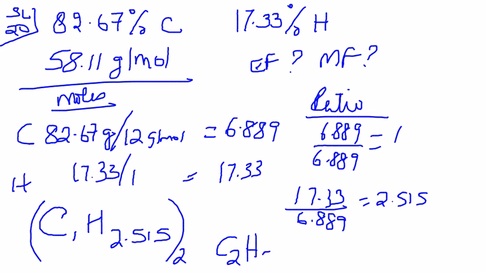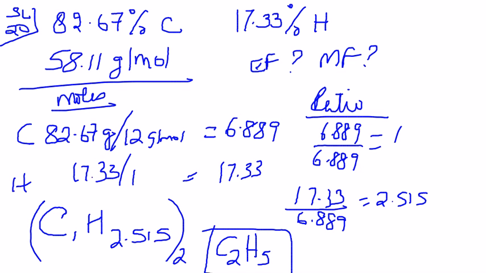Then it's going to start looking like C2H5, right? Because 2.51 times 2 will be 5.03. So we can round that down to 5, and so your empirical formula in this case will come out to be C2H5. Now, again, in order to determine the molecular formula, you have to deal with the masses first.